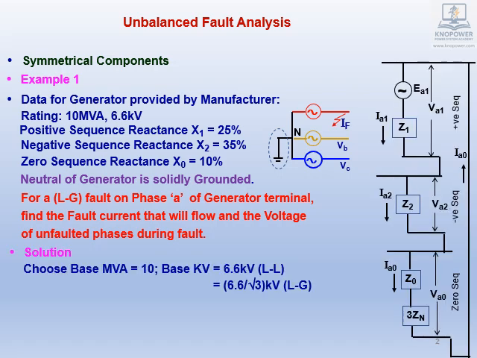You must be familiar with basic steps in fault level evaluations by now. First step is selection of base MVA, which is machine rating, that is, 10 MVA. Base voltage is 6.6 kV by √3. For line to ground fault, sequence networks are connected in series, as shown. Voltage source Ea1 is fixed as 1.0, assuming alternator is on no load, before the fault has occurred.